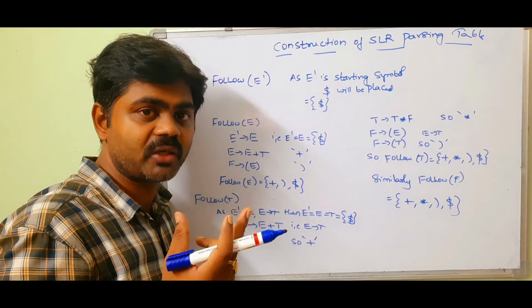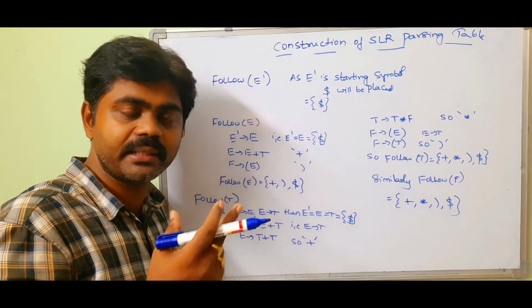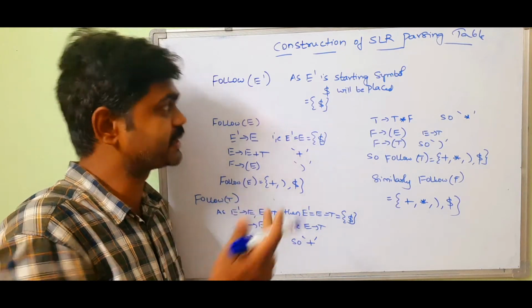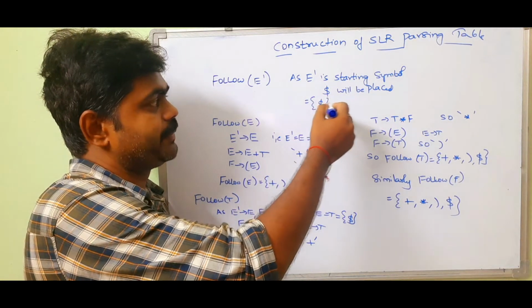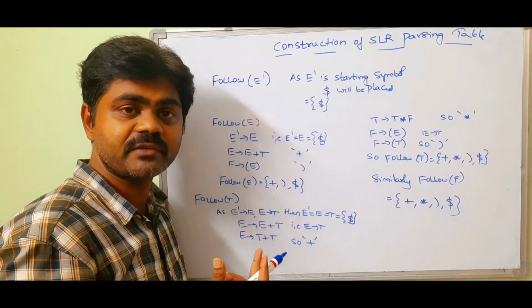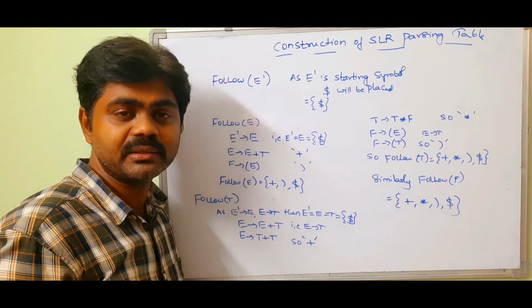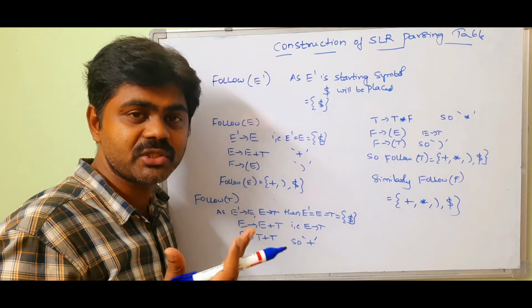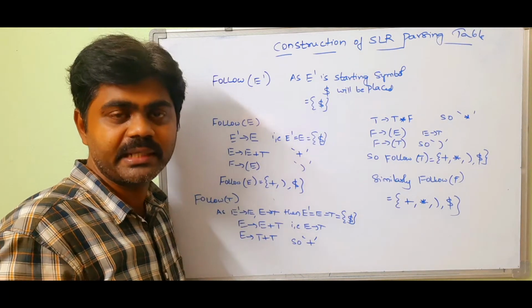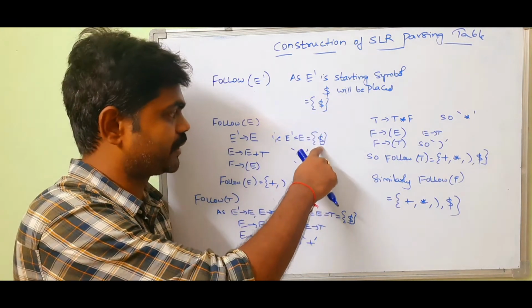If you have any doubt in that, you can go to my video where we discussed first and follow in top down parsing. So dollar will be placed. Follow of E dash equals dollar. Next we need to find follow of E, and we have a production E dash tends to E. What does it mean? E dash tends to E means E dash equals E. If E dash is dollar, obviously E becomes dollar.